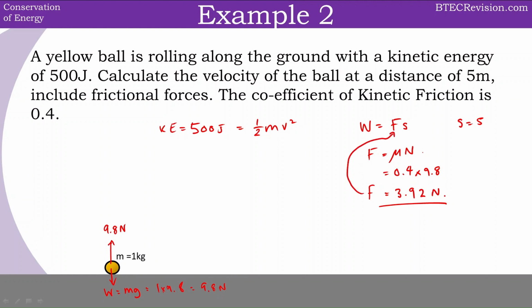We can plug that into our work done equation. So work done equals frictional force, which is 3.92, times the distance of 5 meters. Well, that gives us a value of 19.6 joules. Okay, so now we need to think. We have this ball, it's moving along with kinetic energy of 500 joules. And there is friction involved. So therefore, this energy is being transferred and the kinetic energy is reducing. So where is this energy going? It's going to thermal energy stores, to the ground, by friction, and air resistance.